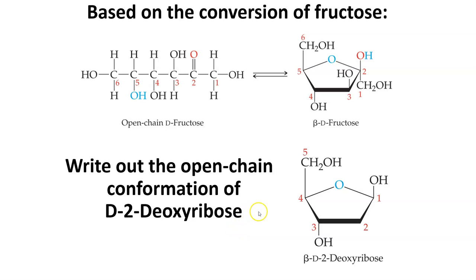So something I'd like you to think about and do so you can work through this a little bit in your head. Based off of the conversion of fructose, so based off of this conformation and orientation, I want you to write out the open chain conformation, the analogous conformation to D-fructose shown here, for the 2-deoxyribose compound. So rewrite that out and post that in our Blackboard space.